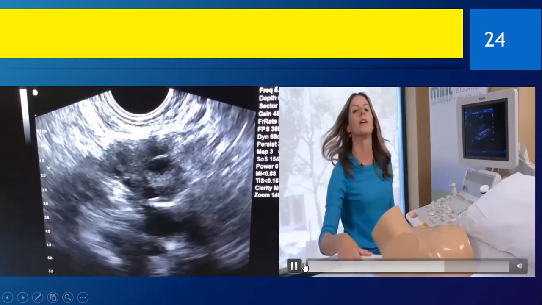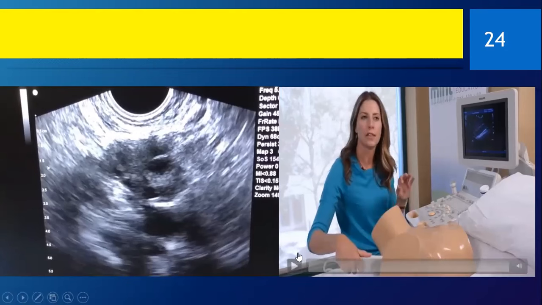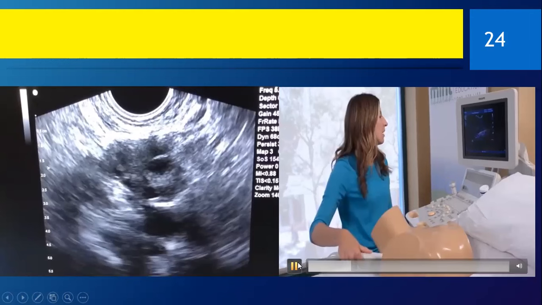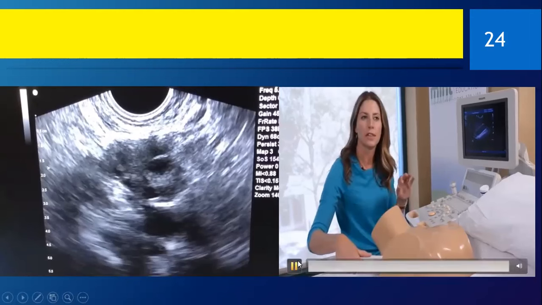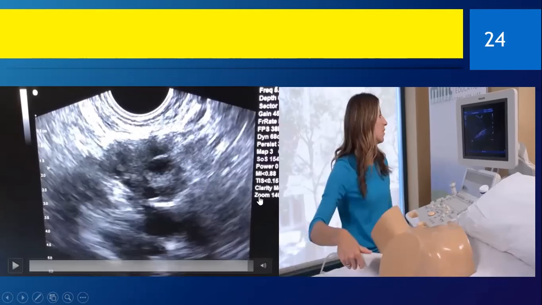But we move it to the contralateral leg. Okay. The handle, we move the handle to the left leg, and we see the right one, and vice versa.